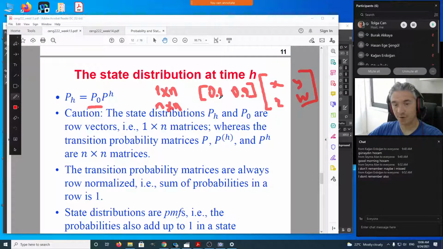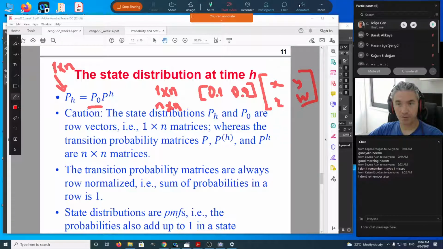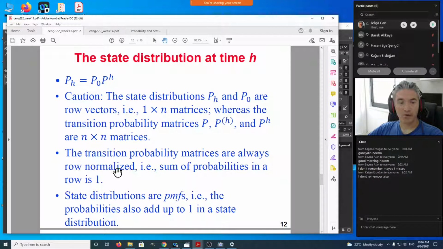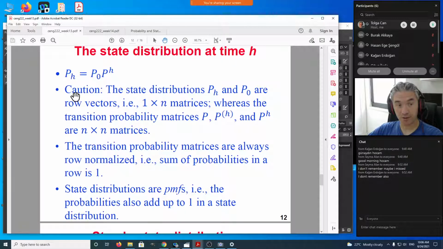And if you multiply a 1 by n with an n by n matrix, the result, P0 times P to the h, as you can see, is going to be a 1 by n row vector. It will indicate the state distribution at time h. So this is how we compute these things. The transition probability matrices are always row normalized. The sum of probabilities in a row is 1. The state distributions themselves are also probability mass functions. They also add up to 1.